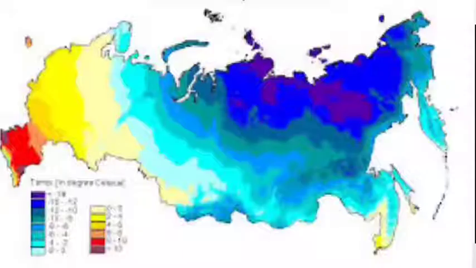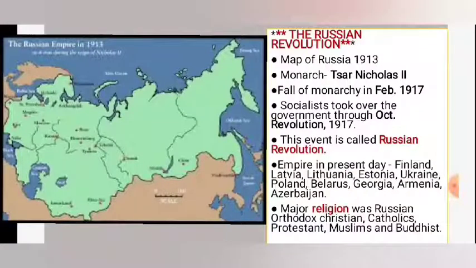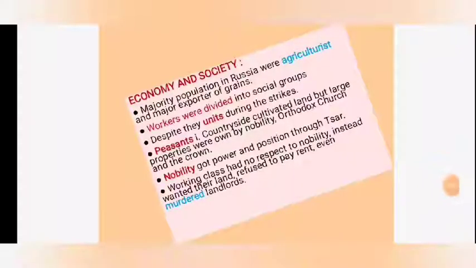Let's look at the map of Russia from 1913 to 1917. The Empire in present day included Finland, Latvia, Lithuania, Estonia, Ukraine, Poland, Belarus, Georgia, Armenia, Azerbaijan. This was part of Russia. Major religions which were practiced in Russia were Orthodox Christian, Catholics, Protestant, Muslims and Buddhists. Let's see how the economy and society in Russia was.